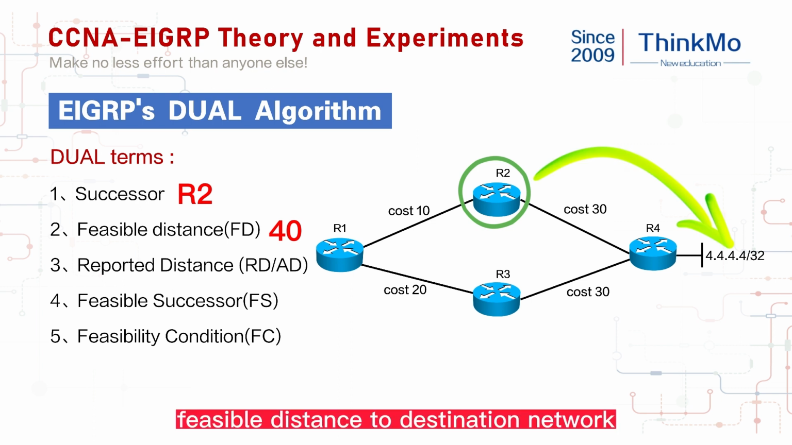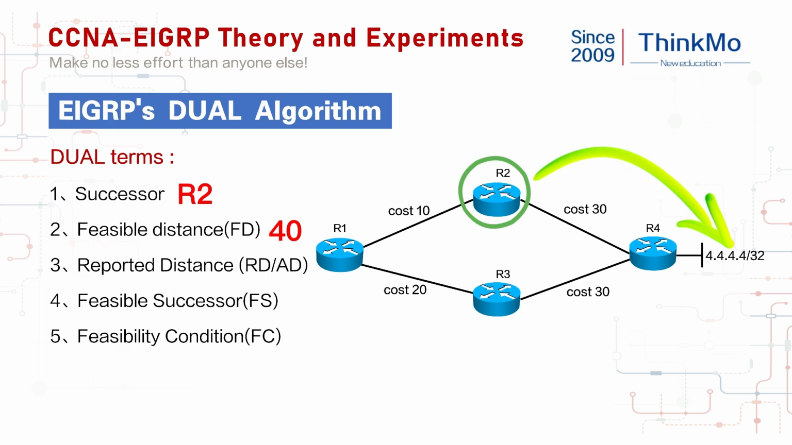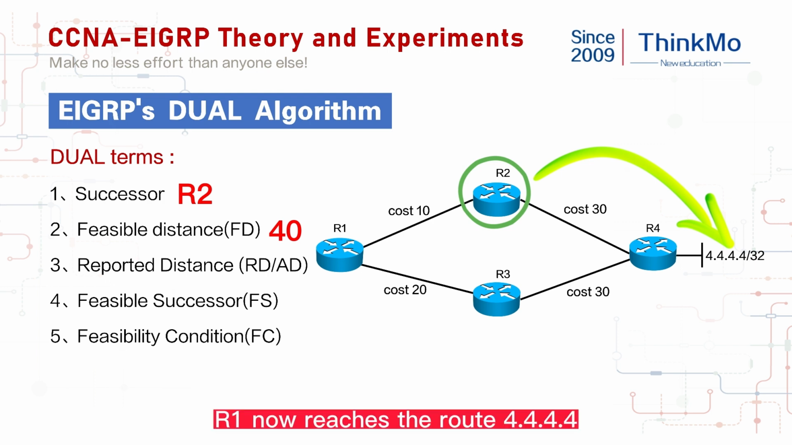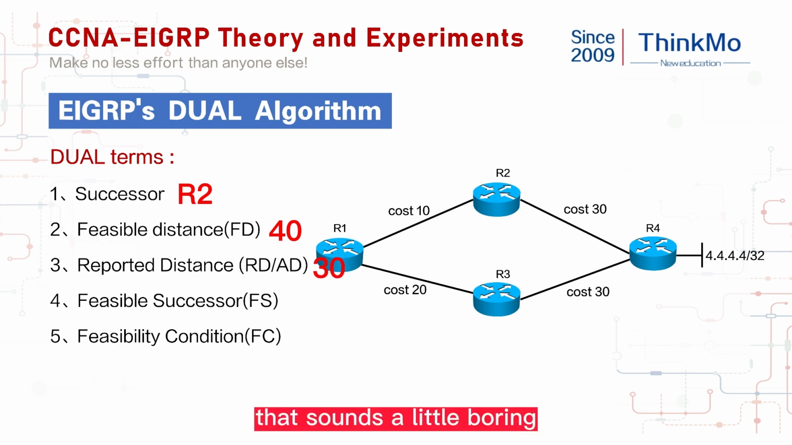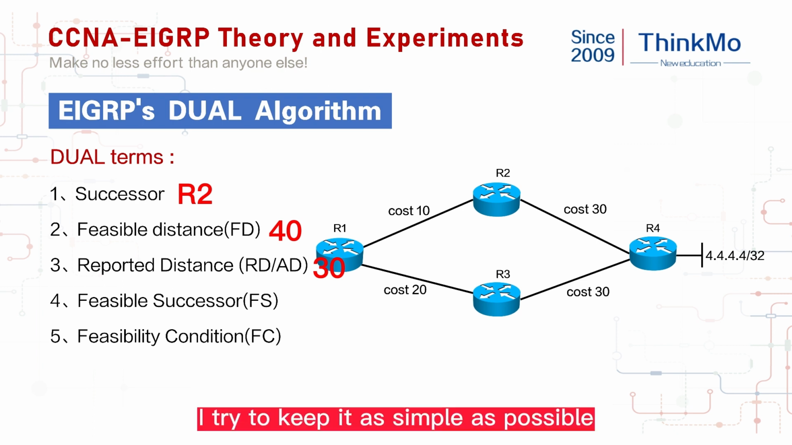Feasible distance to destination network. The advertising router refers to R1 now reaching the route 4.4.4.4. It is the feasible distance for its successor router to reach 4.4.4.4. That is 30. That sounds a little boring and not easy to understand. I try to keep it as simple as possible.